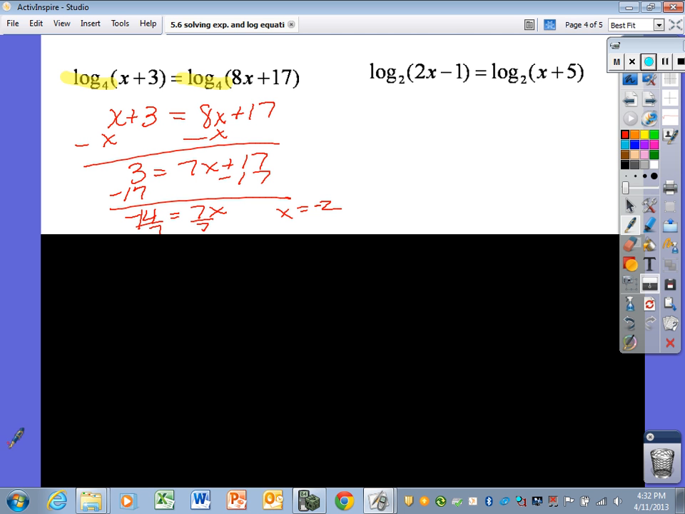Now when I have logs, I have to be careful that my values are never negative. So if I put a negative 2 in here, negative 2 plus 3 is positive 1. So I'm okay with using a negative 2 to substitute in.